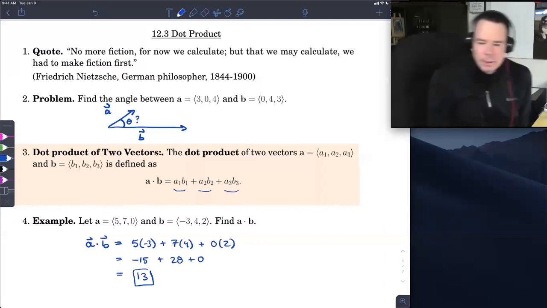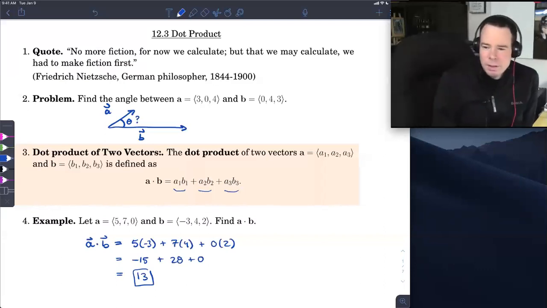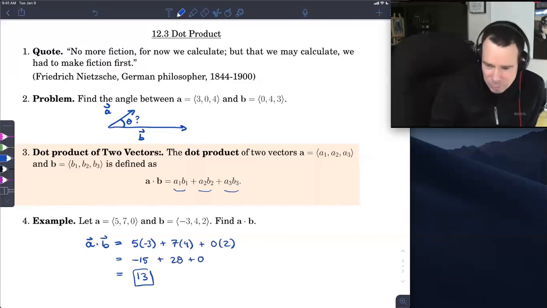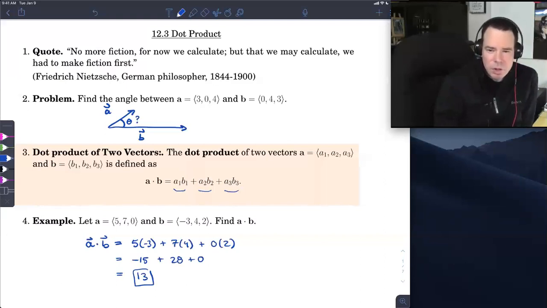Okay, that's what the dot product is. You might be thinking, well, big deal. What does 13 even tell you? Well, it turns out that this value that we get out in the end tells us something about the geometry of the two. In fact, what it's really telling us is how much they point in the same direction.